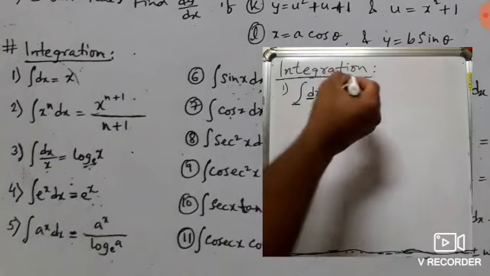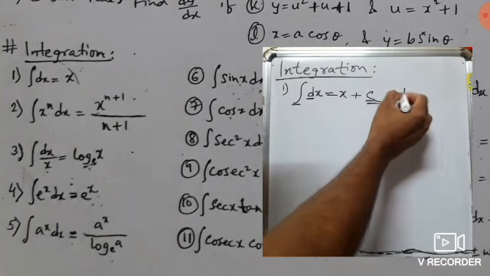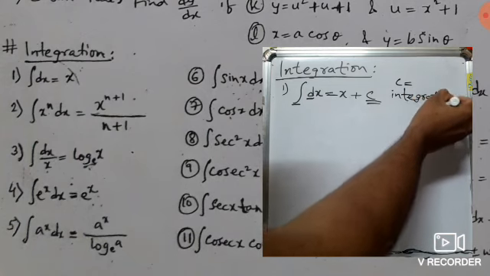And a constant will be there. This is called C, the integration constant.